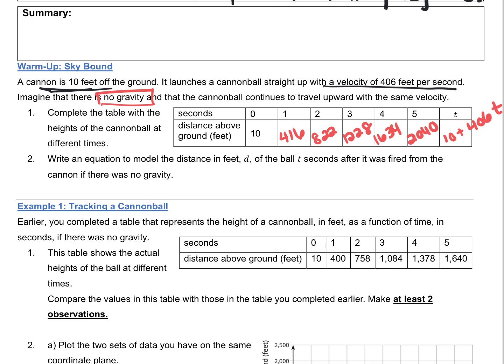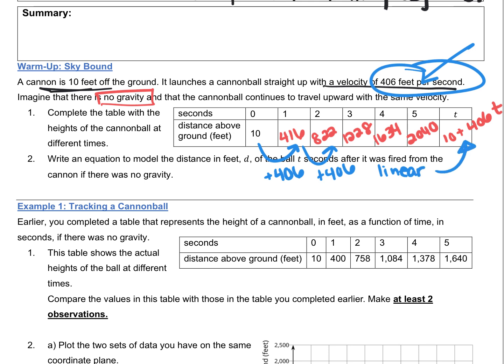Okay, so I'm hoping you paused the video, because now, bam, all the answers are there, right? So what's happening is that every second I am adding 406, right? Because it says 406 feet per second. So every second I'm gaining 406 feet. And so this is a linear function, which helps me to derive this expression here for time t.